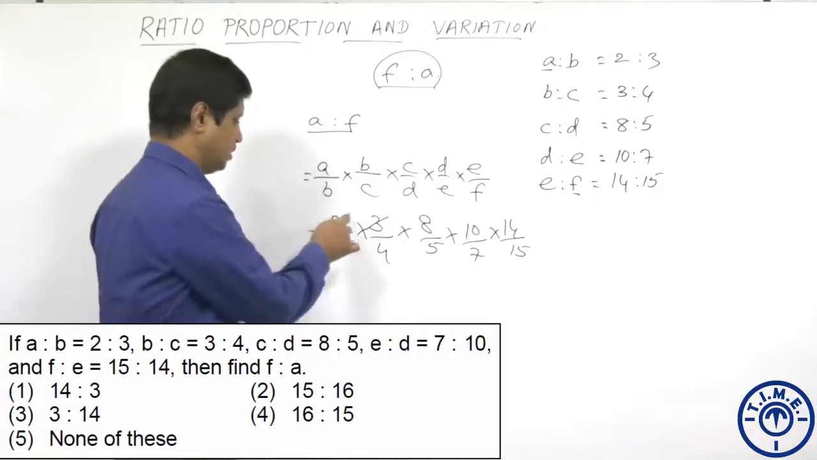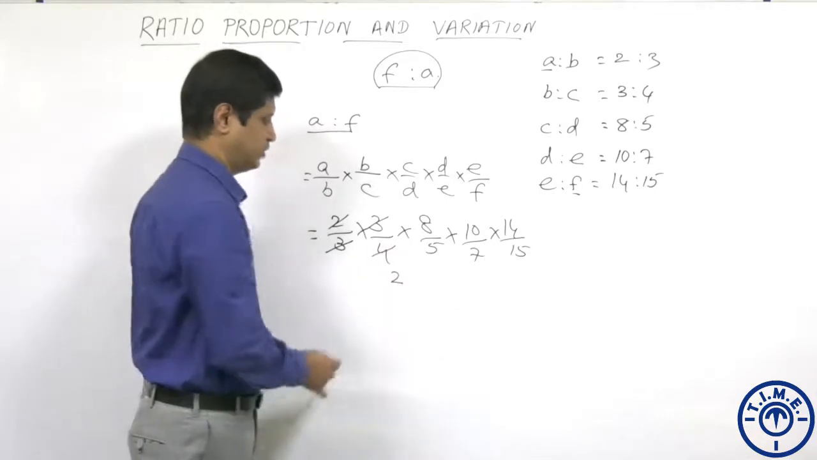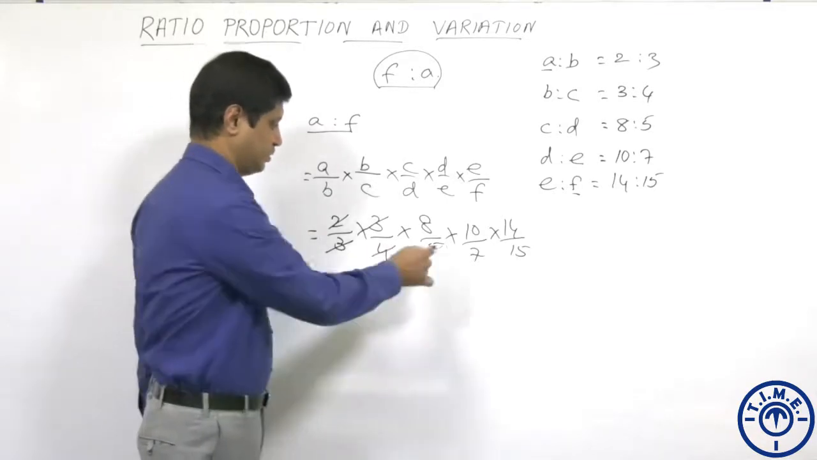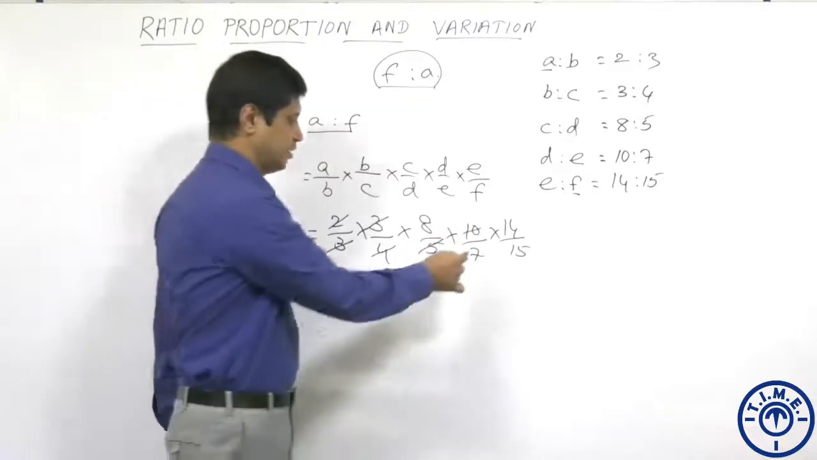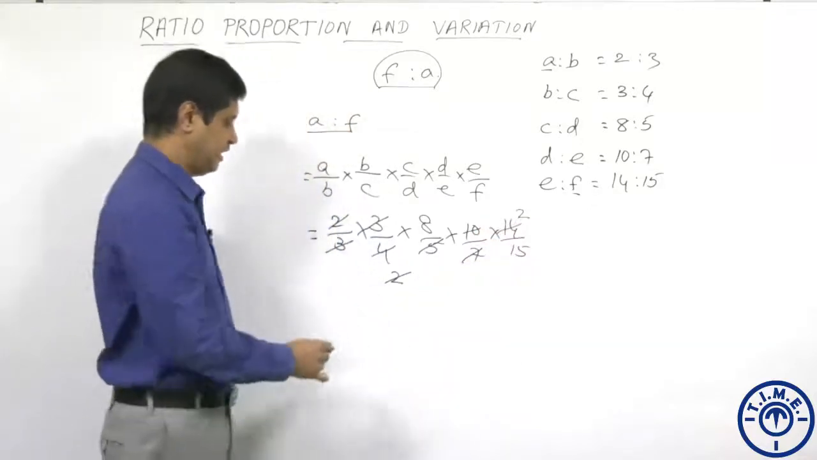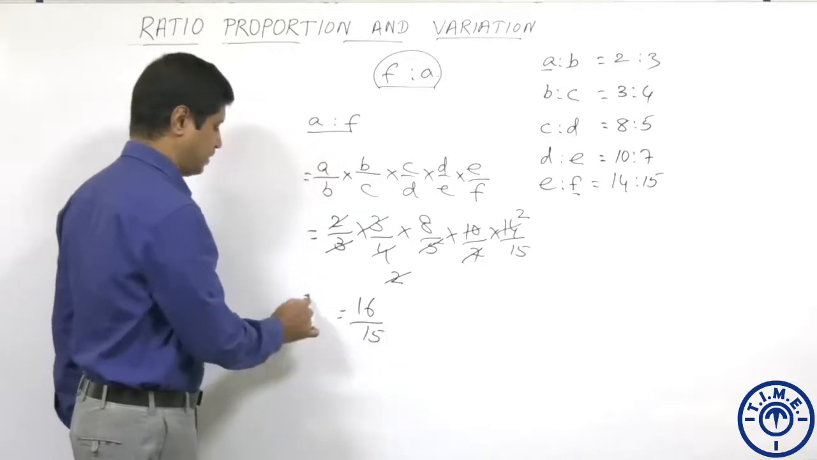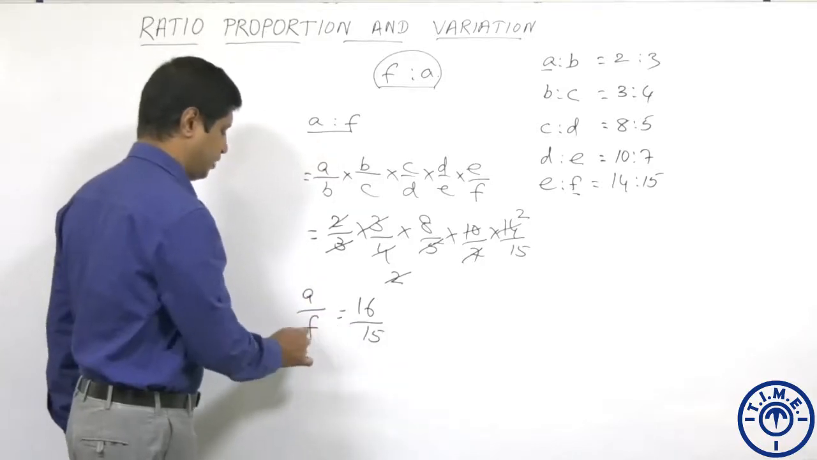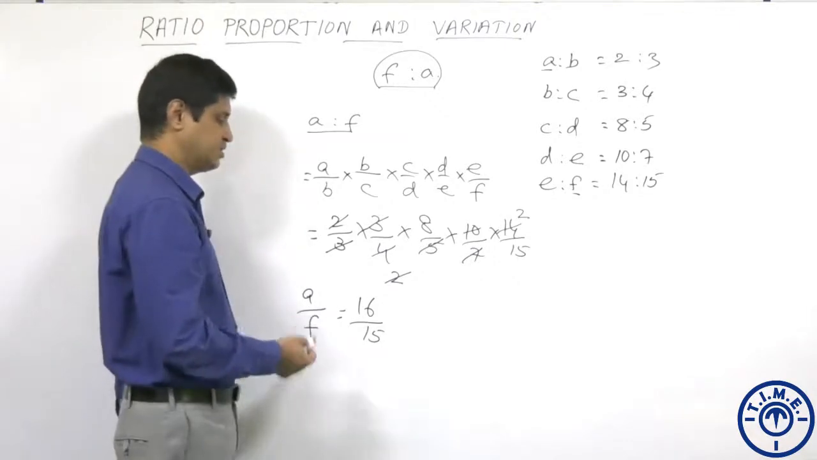Now what next here? How many times does 5 go into 10 here? 2 times. Now the product of these two values is 10. Now what next here? 7 goes 2 times in 14. The result is 16 by 15. 16 by 15 is A by F, means A is to F is 16 is to 15.